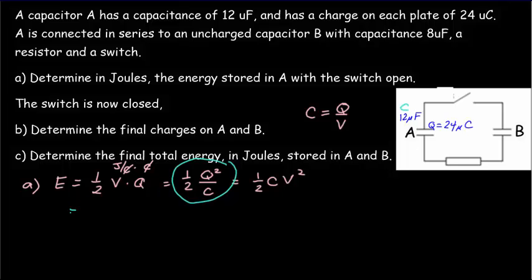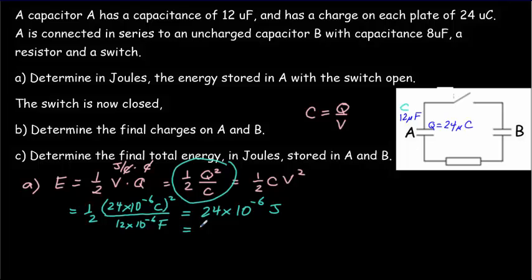So let's just plug in. 1/2 Q was 24 times 10 to the minus 6 coulombs. That gets squared, and divide by a capacitance of 12 times 10 to the minus 6 farads. And this will give you an answer in joules. And you should get a result of 24 times 10 to the minus 6 joules, or you'd probably write that as 2.4 times 10 to the minus 5 joules.